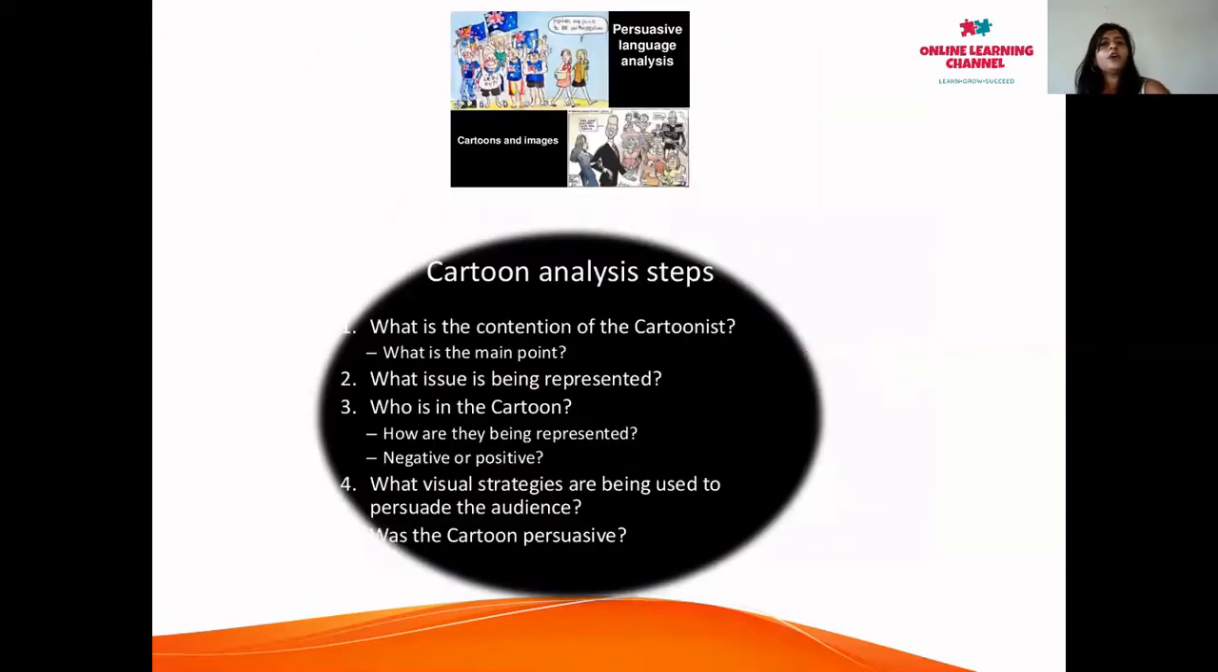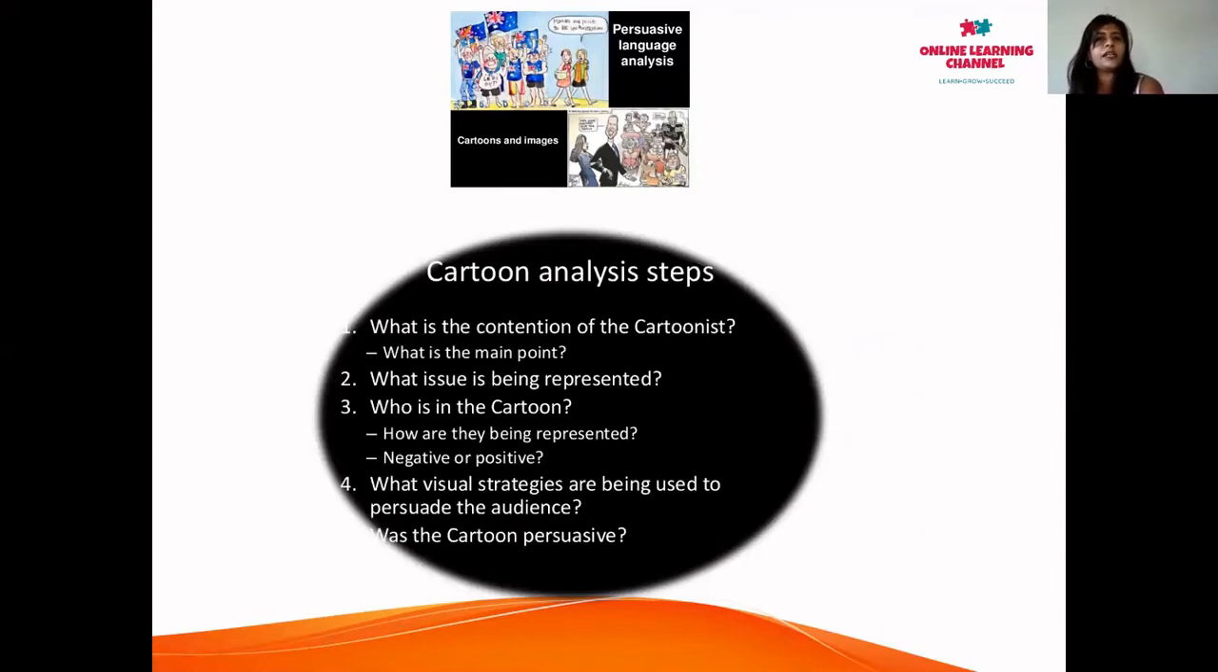All right, now we're going to look at the different steps in analyzing a cartoon. Number one, what is the contention of the cartoonist? What is the main point? Number two, what issue is being represented? Who is in the cartoon? How are they being represented, negative or positive? What visual strategies are being used to persuade the audience? And was the cartoon persuasive?